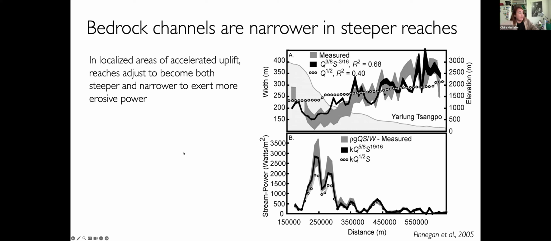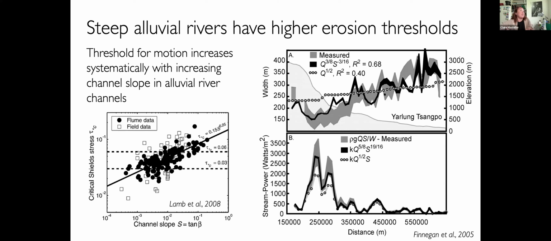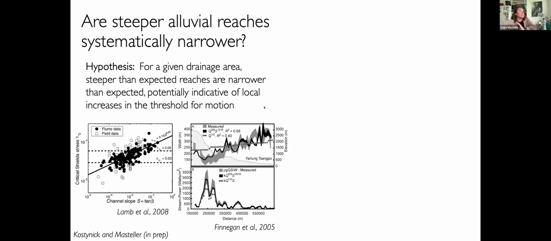Lamb et al. have identified that steep alluvial rivers tend to have higher erosion thresholds. So again, the river needs more erosive power in those reaches to move sediment. So we're hypothesizing here that for a given drainage area, reaches that are steeper than expected should also be narrower in alluvial rivers, and that narrowing might potentially be indicative of local increases in the threshold for motion. And this is what my student Robert Kostanek has been exploring as part of his PhD. What I'm going to show you today are some preliminary results from that study.